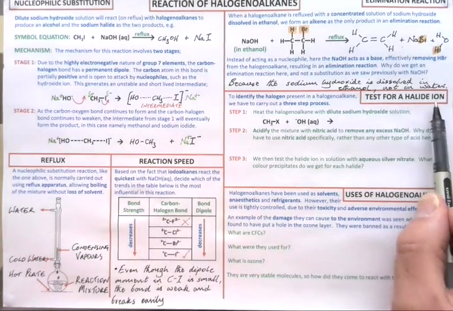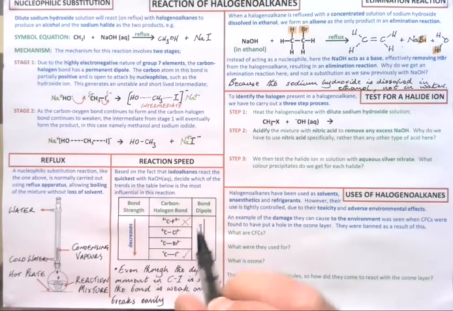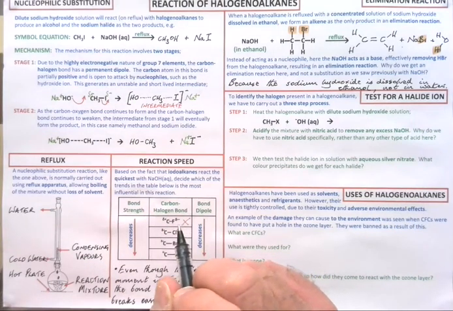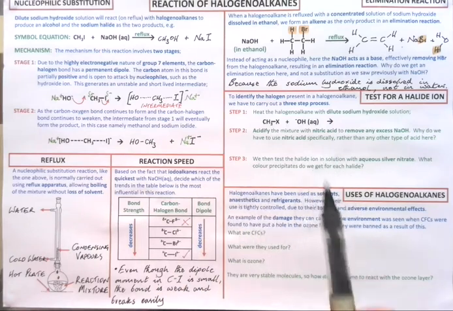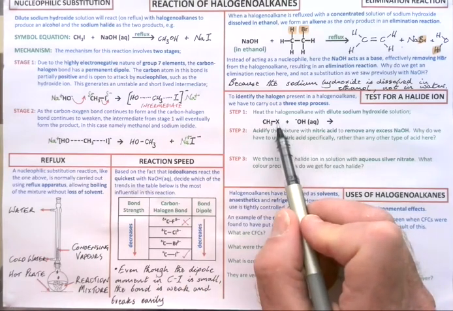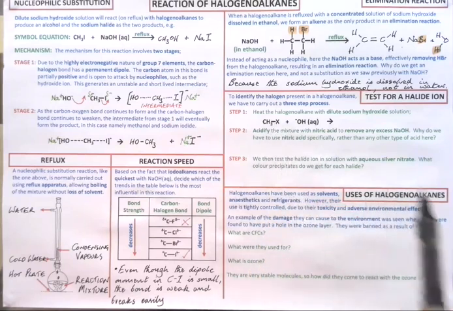Right, test for a halide ion. This you've done at GCSE, but you just need to understand it a little bit deeper here. So test for a halide ion. If you had a halogenoalkane, how do you know what halogen is stuck on it? What is X? Is it a chloride? Is it a bromide? Is it an iodide? There are 3 steps you need to take in order to find this out.